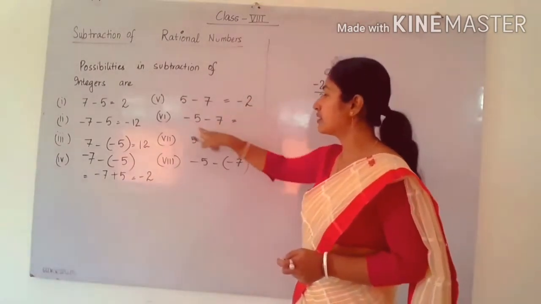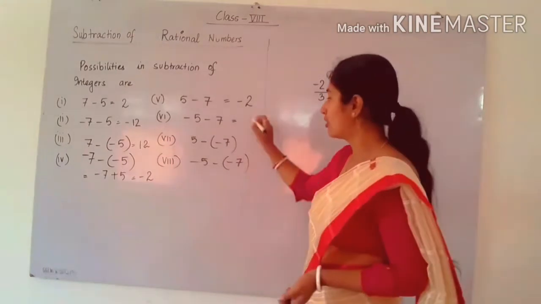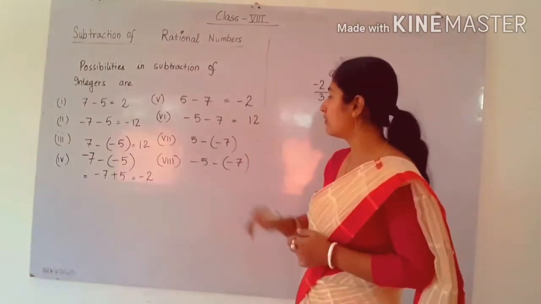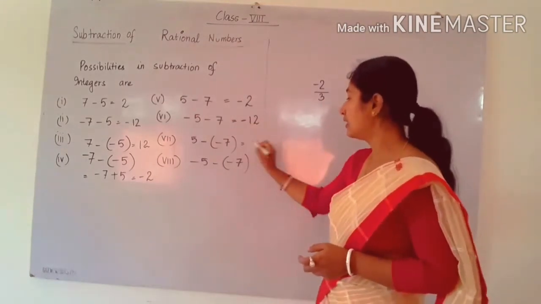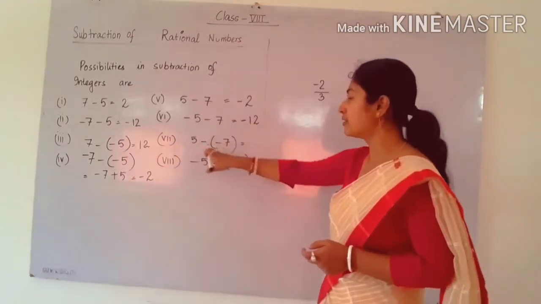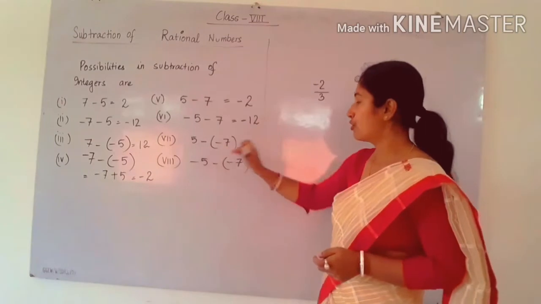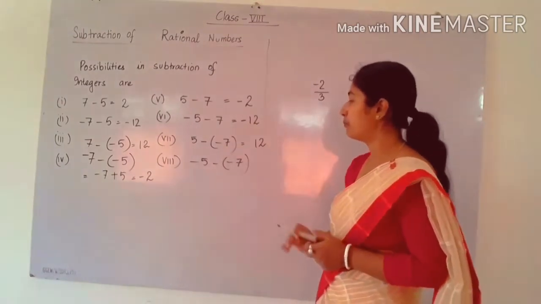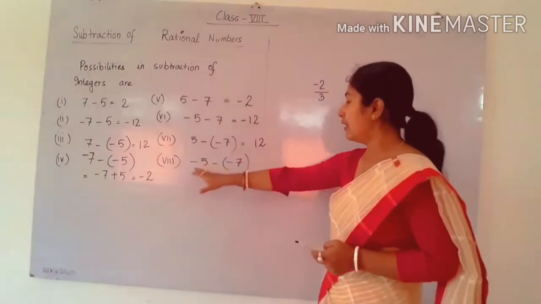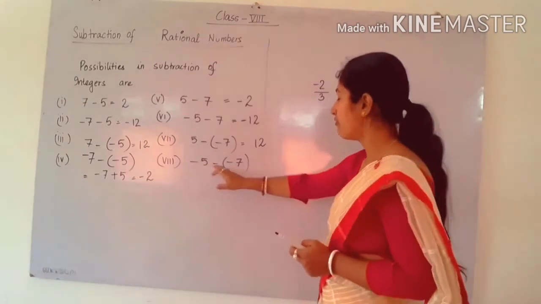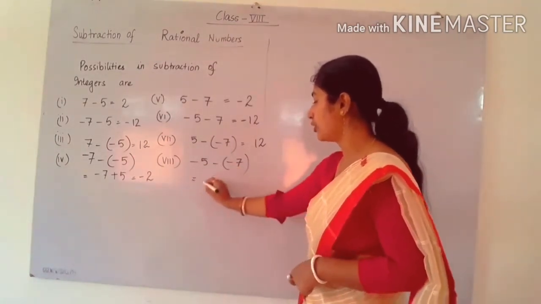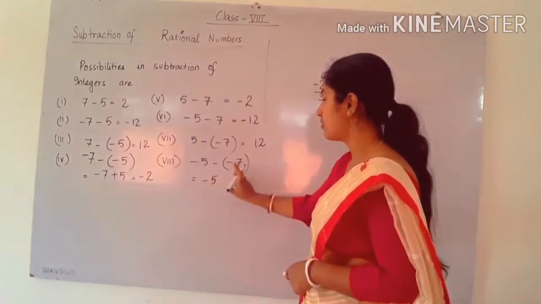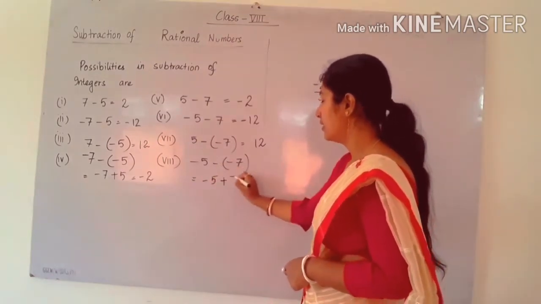Here both signs are the same, then you have to do addition. So it will be 12, and the symbol will be minus because both are negative. Similarly in this case, minus of minus will become plus, so it will be plus 12. Both are positive. And the next case, minus 5 of minus of minus 7. So minus of minus will become plus 7.